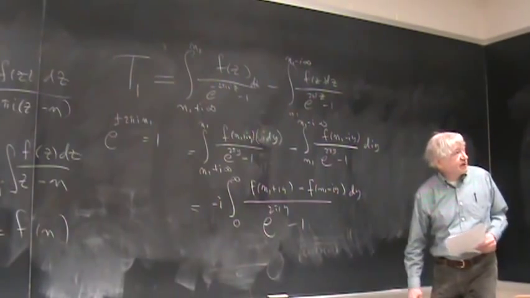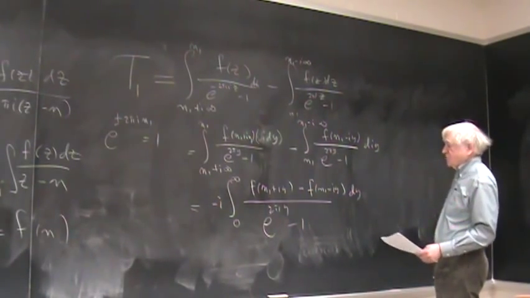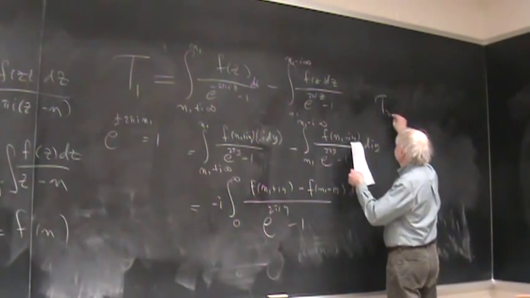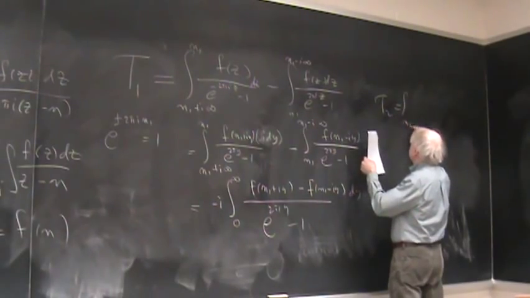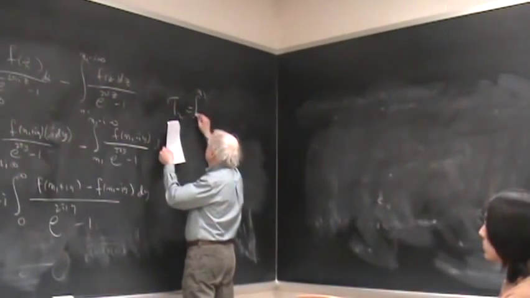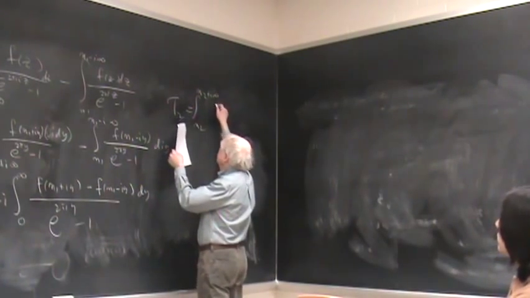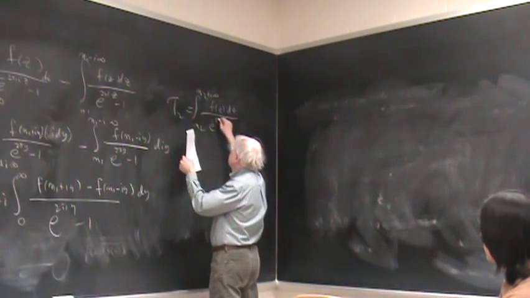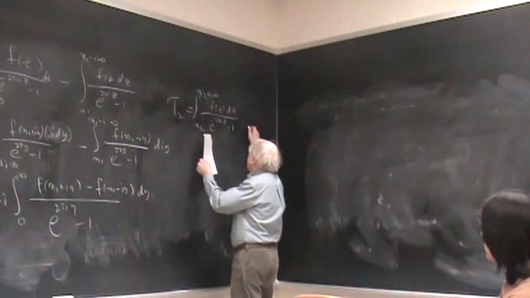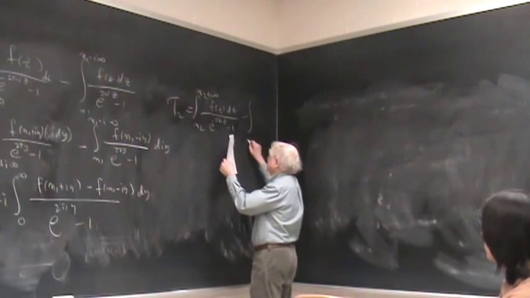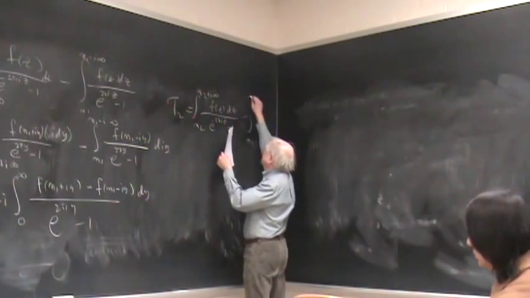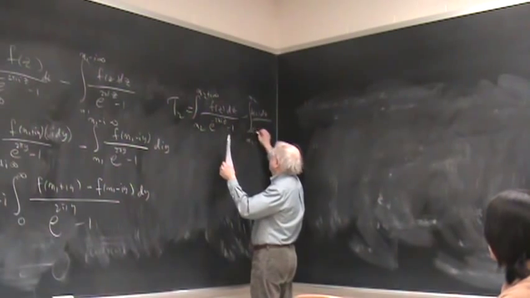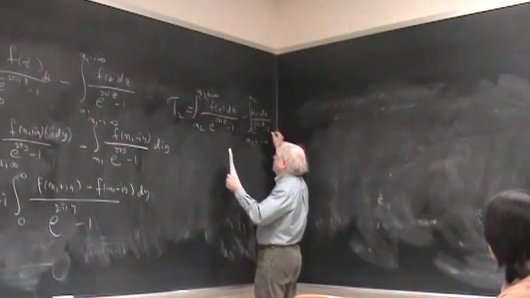Similarly, for T2, you can see you get something similar. T2 is the integral from n2 to n2 plus I infinity f of z dz over e to the minus 2 pi I z minus 1, minus the integral from n2 minus I infinity to n2 f of z dz over e to the 2 pi I z minus 1.